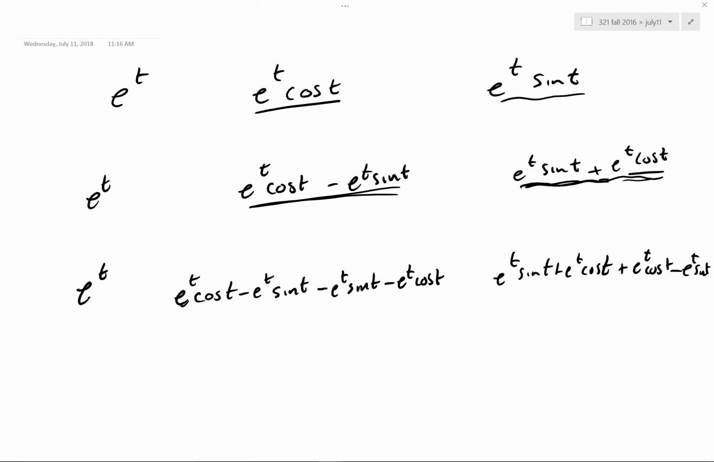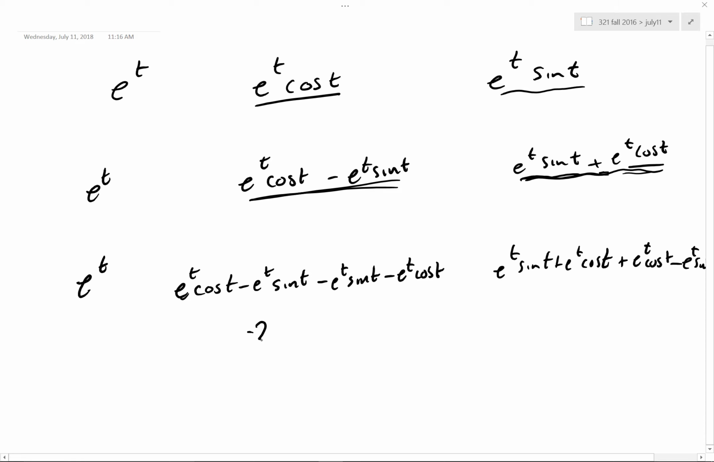So notice here that our e to the t cosines cancel off. So I really just end up with 2 e to the t sine t. And the same thing is true over here. I get 2 e to the t cosine of t for my second derivative.